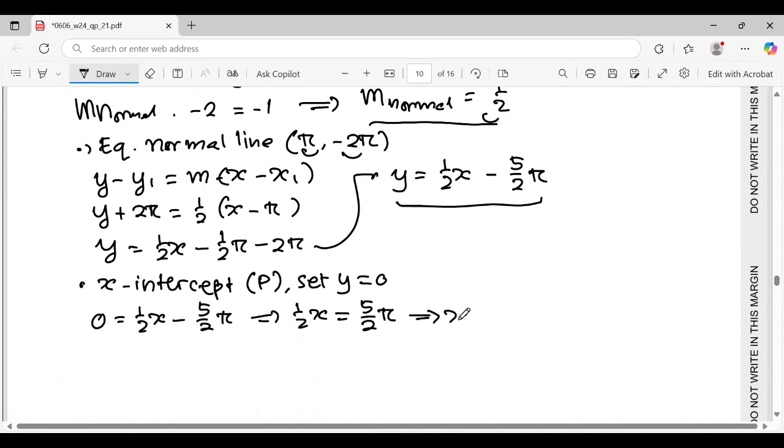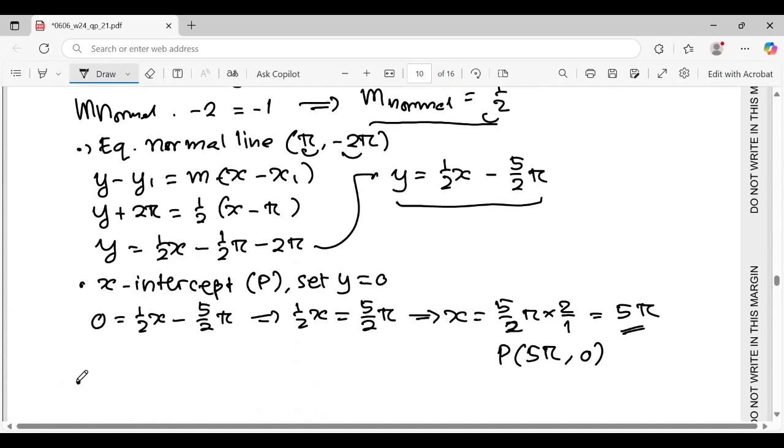So it means x equals 5/2 pi times 2 over 1. So it becomes 5 pi. This is P. So coordinate point P, this is x, this is y equals 0. So 5 pi, comma 0.